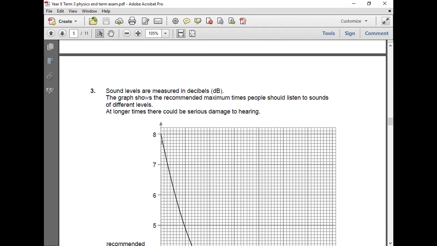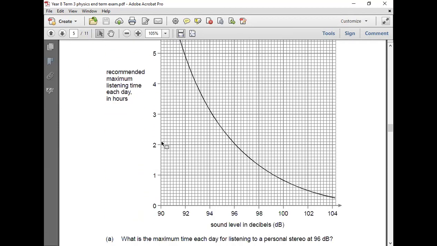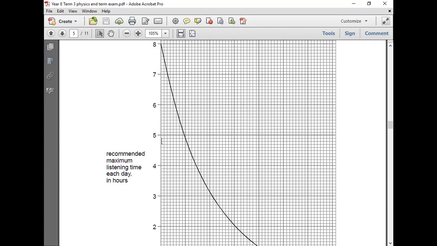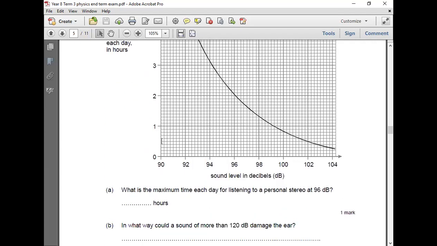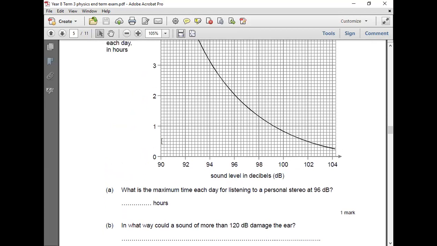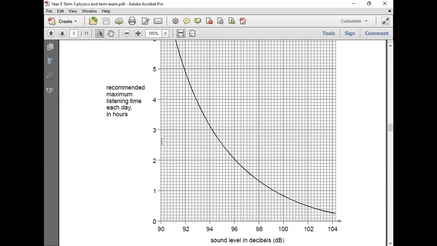Question number 3, you have a graph here. This graph shows the sound level and the maximum listening time. You can see the sound level is measured in decibels, or dB, and the maximum listening time in each day is measured in hours.